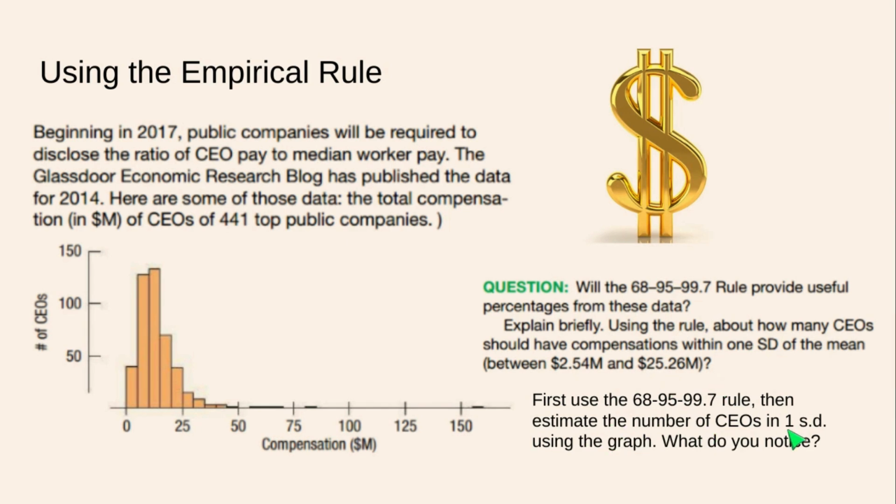Let's estimate the number of CEOs within one standard deviation using the graph. Well, 2.54 is somewhere down here near 0, and 25.26 is somewhere around here, so basically all the data, except these high values over here. But we should not expect to see all of the data within one standard deviation. We should expect to see 68% of the data within one standard deviation according to this rule. What gives? Well, what gives is that you shouldn't use this rule, okay?